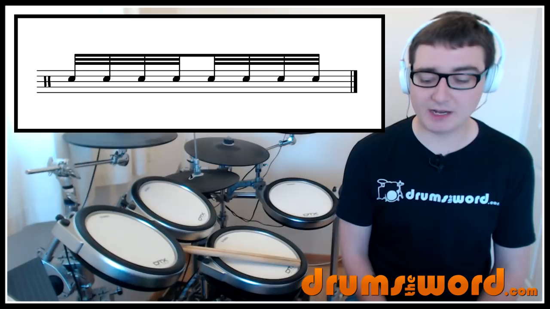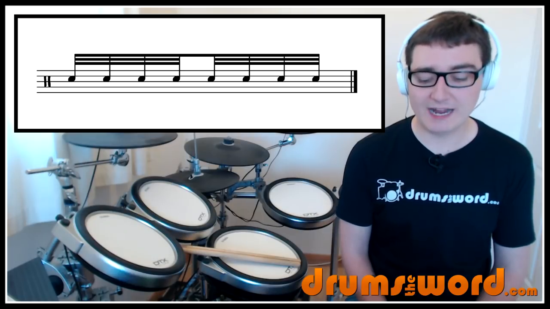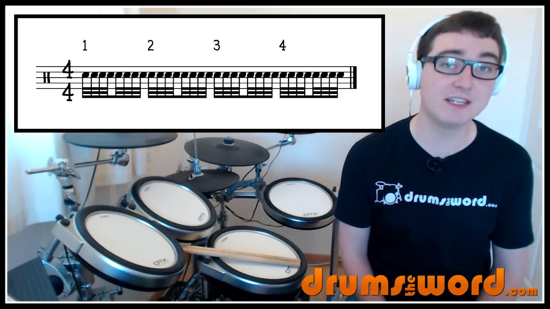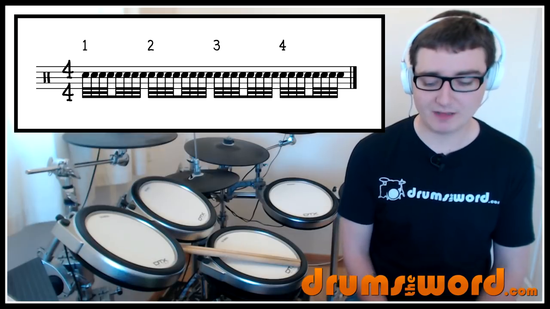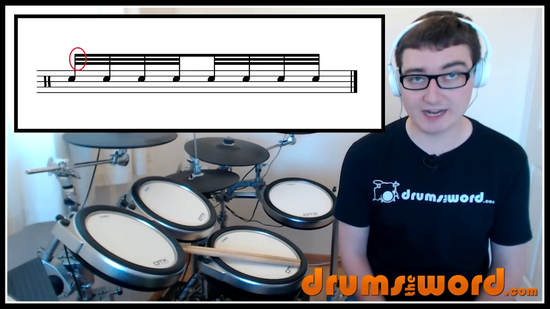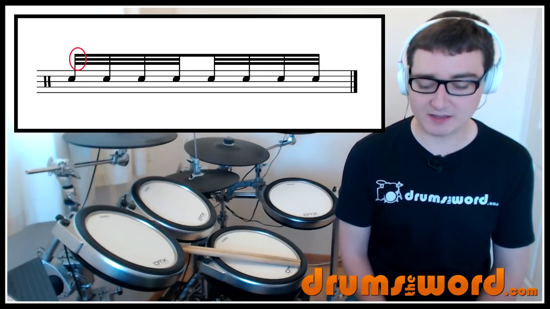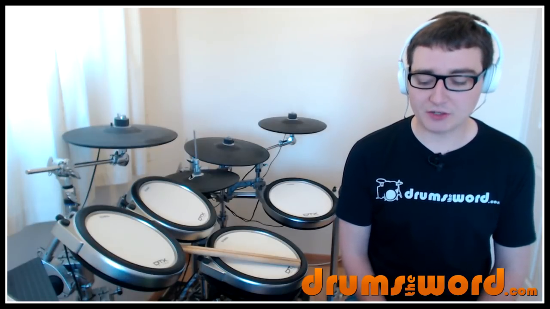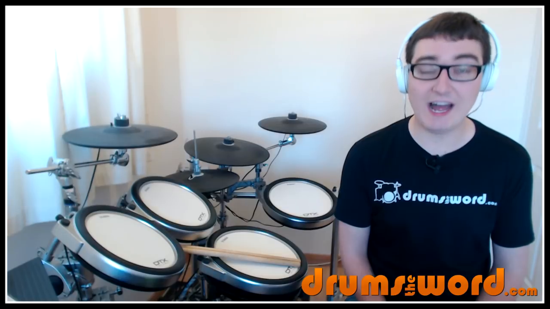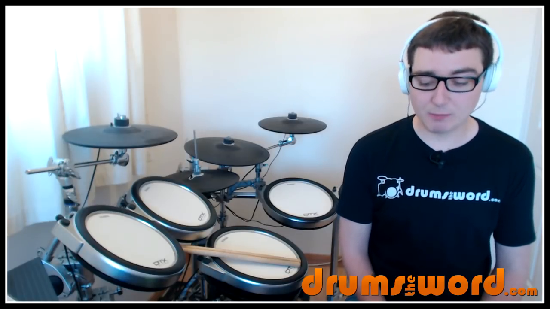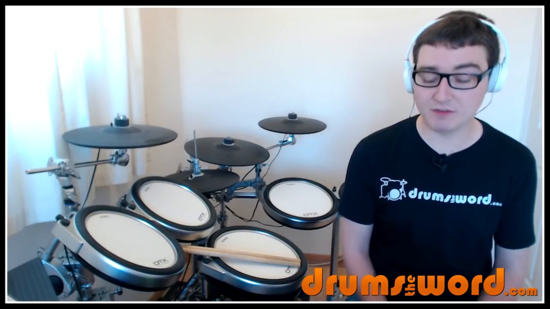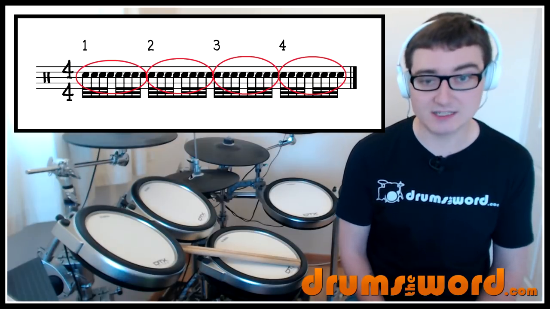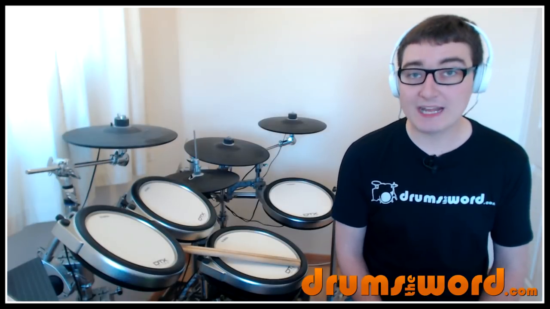32nd notes get their name because a bar of 4/4 common time can contain a maximum of 32 32nd notes. Each 32nd note has three tails, one more than the 16th note and two more than the 8th note. It's useful to remember that a quarter note is equal in duration to 8 32nd notes, so a bar of 4/4 can contain up to 4 groups of 8 32nd notes. But how are they counted?